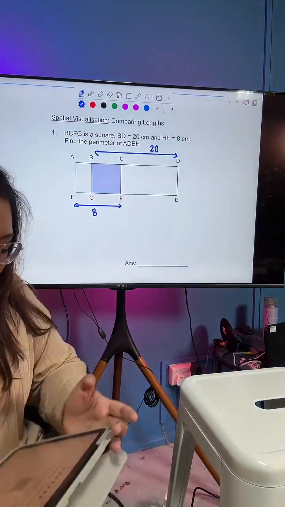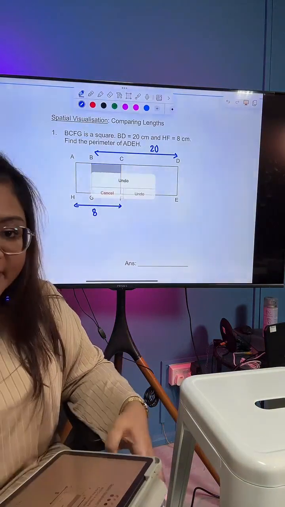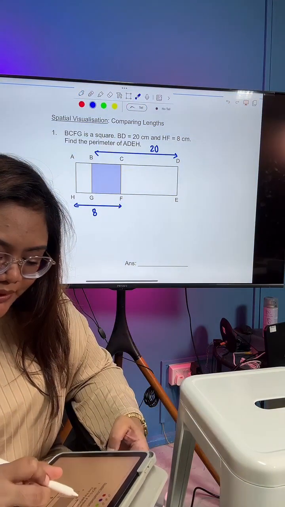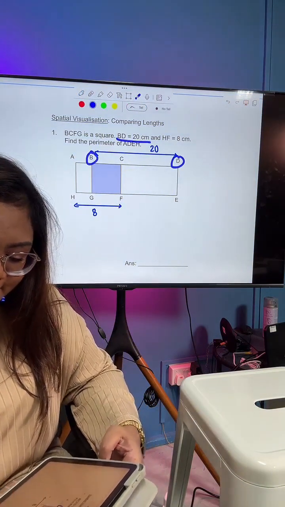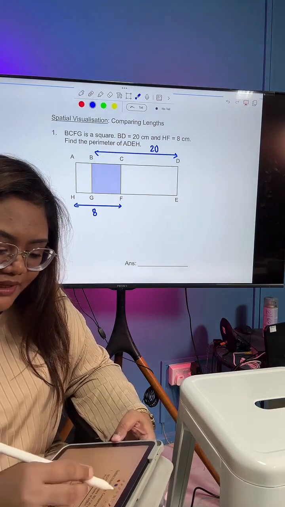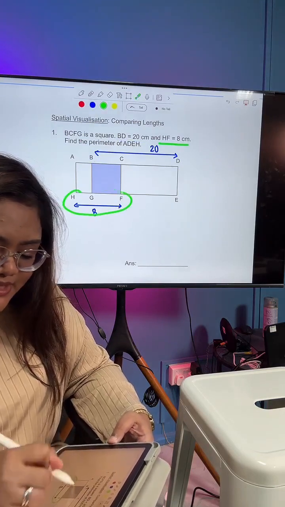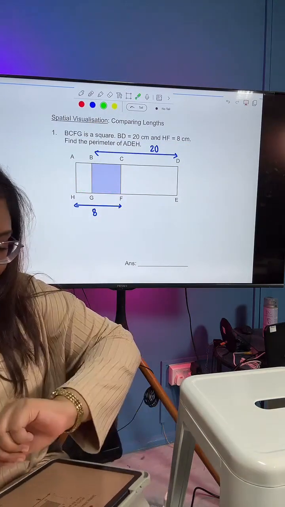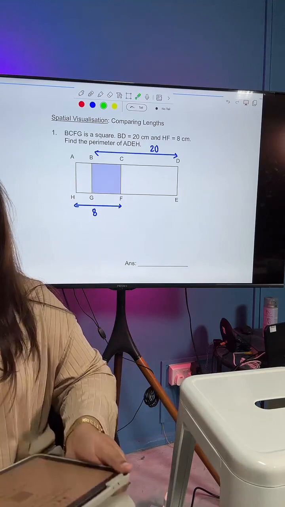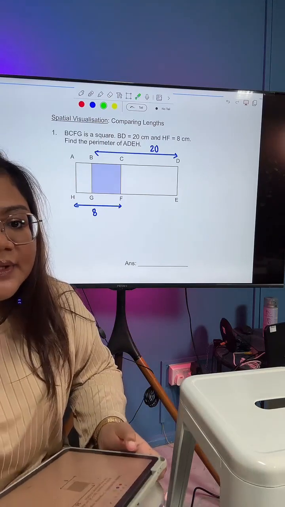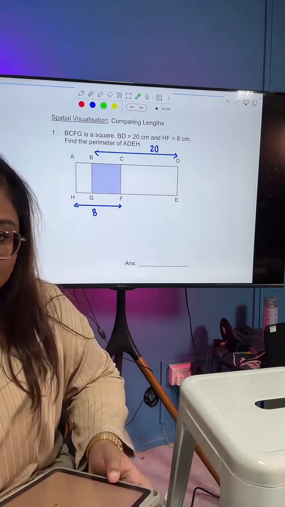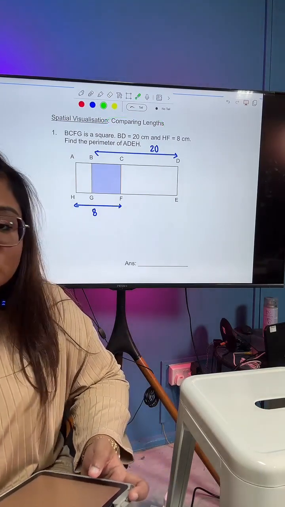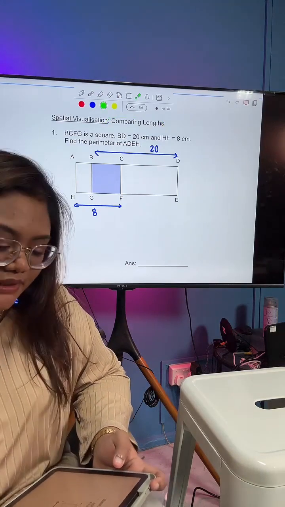So let's talk about the very first question. Once again, I have this BD as 20 cm and I have HF as 8 cm. So HF here is 8 cm. How do I find ADEH? This is the first question on comparing lengths. So we got to visualize it a little bit.